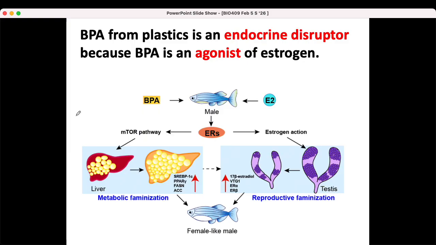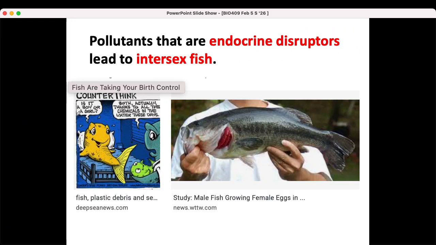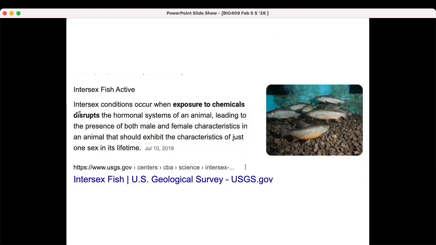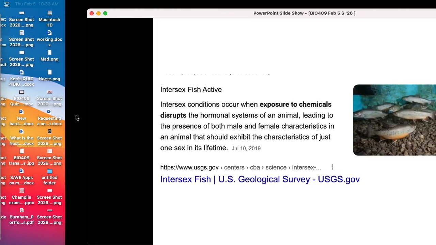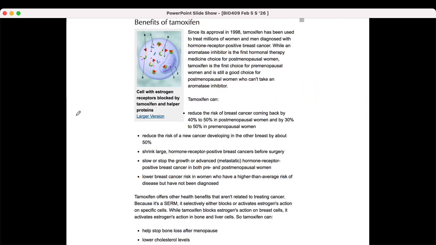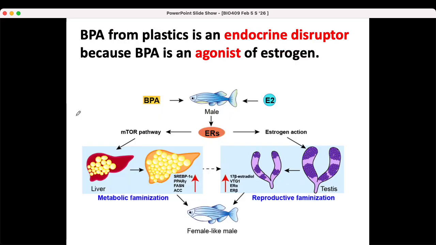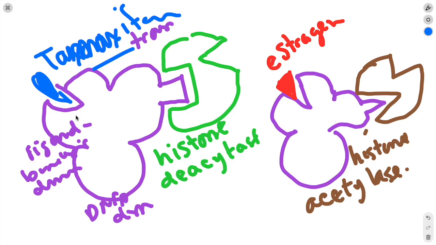So if we go back to this drawing here. This is what the BPA would do, right? It mimics that estrogen like that, and so we've got it binding here like that, and you don't need estrogen.